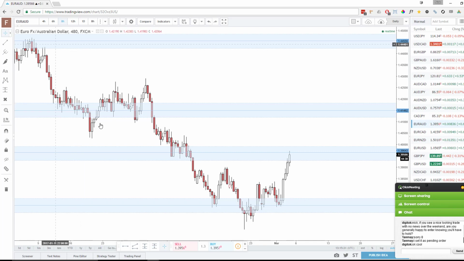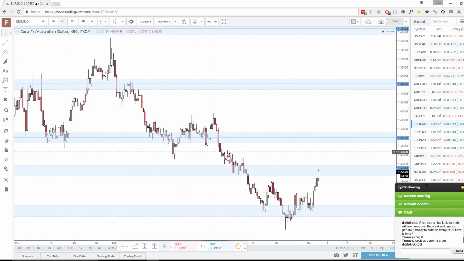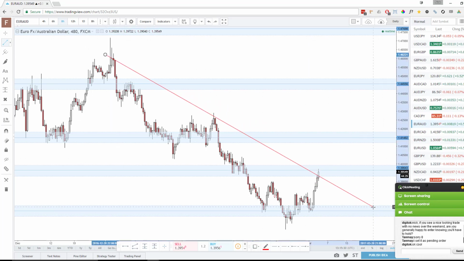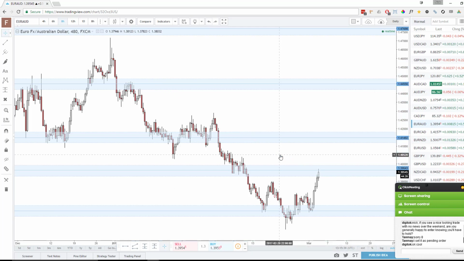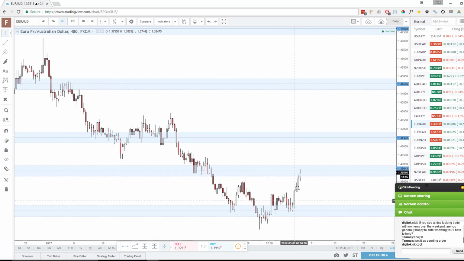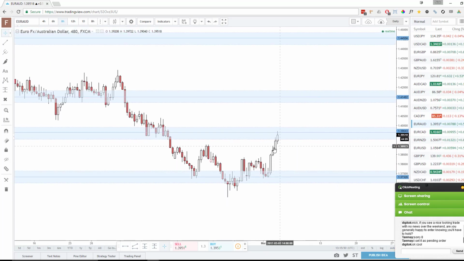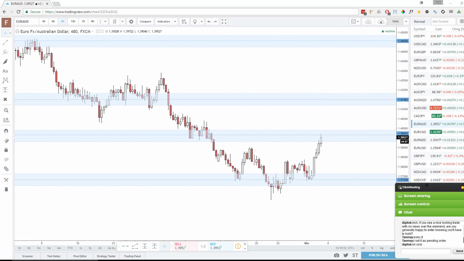EURAUD 12 hour. It is stalling on a pretty significant resistance area. Downtrend. Kind of. Close enough. So it's a downtrend, bouncing from resistance. Well, stalling on resistance. Nice strong bullish preceding trend. There's definitely potential here come Monday morning. Let's keep a close eye on EURAUD.